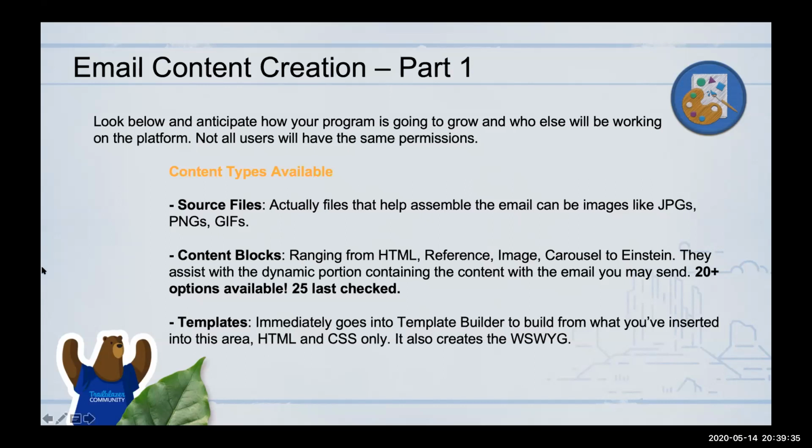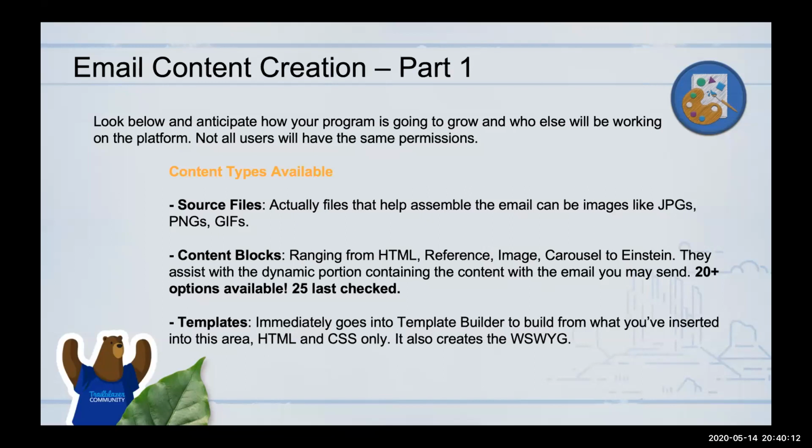So then you have the content blocks, ranging from HTML, the reference, image, carousel to Einstein. I actually checked for today's presentation and I think I saw 25. So it's a lot of different content blocks that you guys can all use. My personal favorite are code snippets, but you have to definitely be at least a little bit decent with hand coding, HTML, CSS, and at least a little bit of AMPscript.